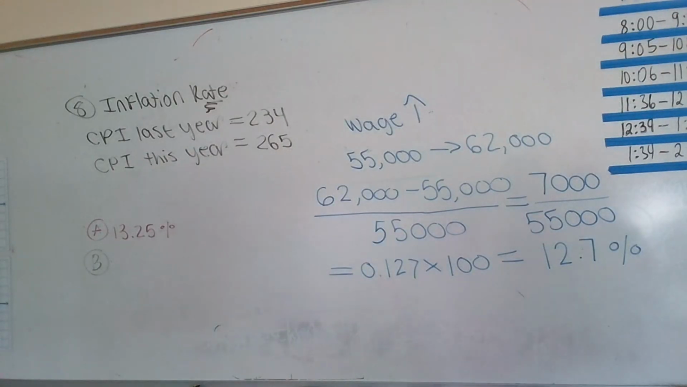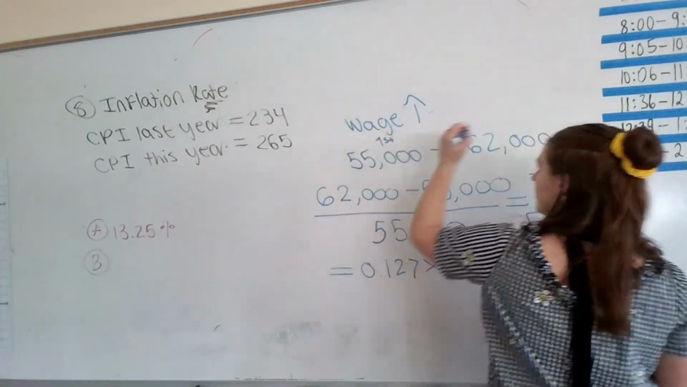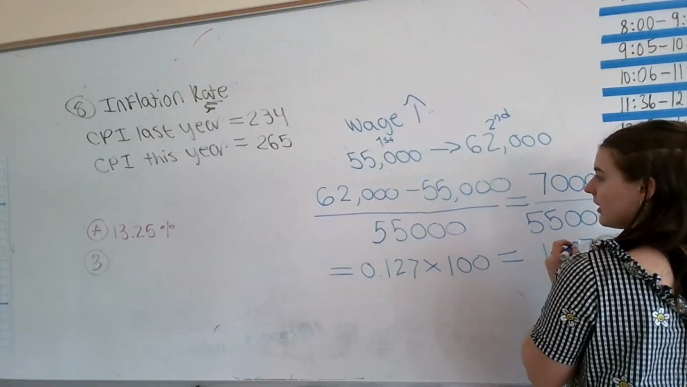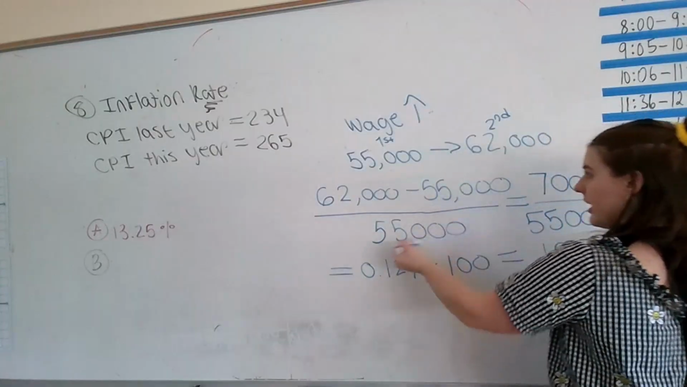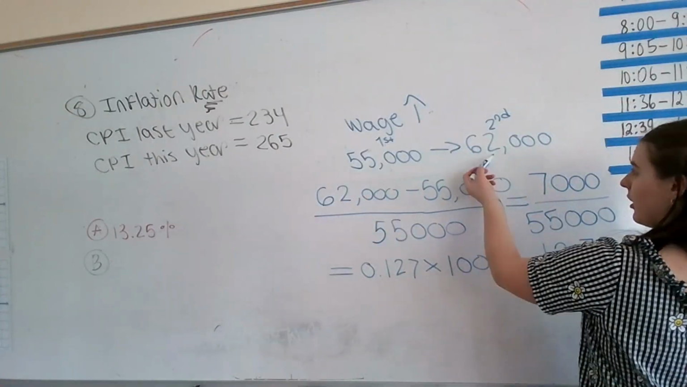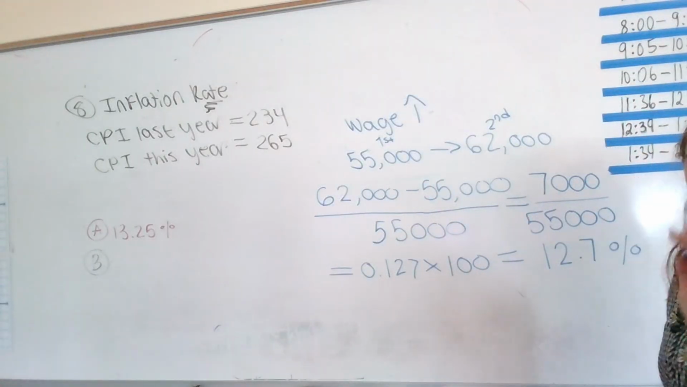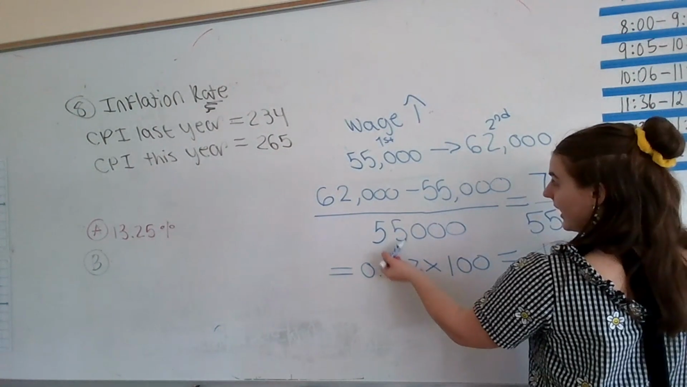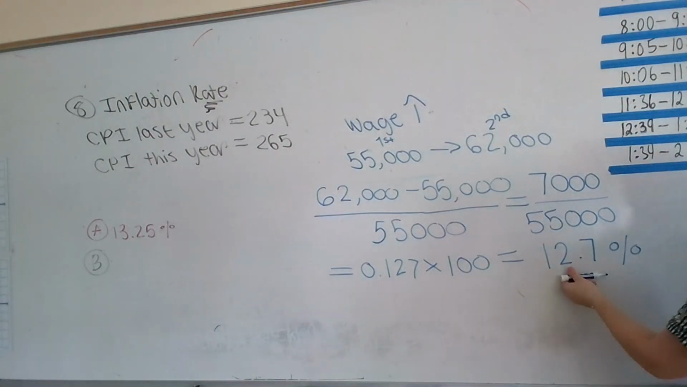So from our first year to our second year, right? Our old wage to our new wage, we calculated that percent change, or the change between them, right? The rate of change. We took our new and subtracted our old, found the difference. So the difference was we got paid $7,000 more. We then divided that by our old wage, and we found that our wage increased by 12.7%.